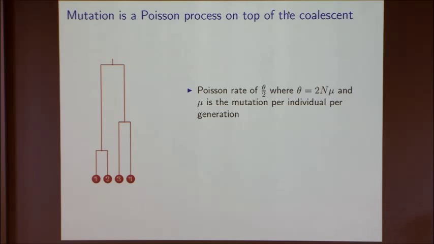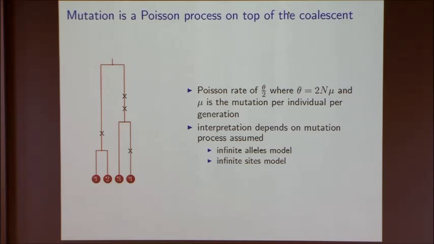So now let's suppose that we're interested in the types of the individuals, not just their genealogy. And the nice thing about the coalescent, if you have no selection, is that mutation can just be a Poisson process on top of this tree. So there's the tree, which is our coalescent, and then we drop mutations at a Poisson rate of theta over 2 onto this tree. I'll explain why we divide theta over 2 on the next slide.